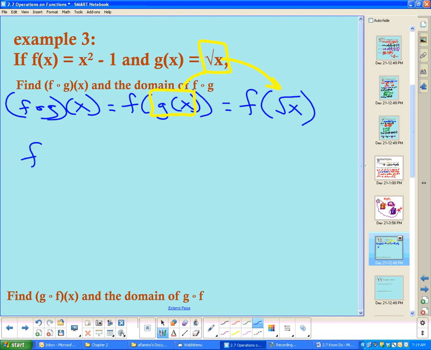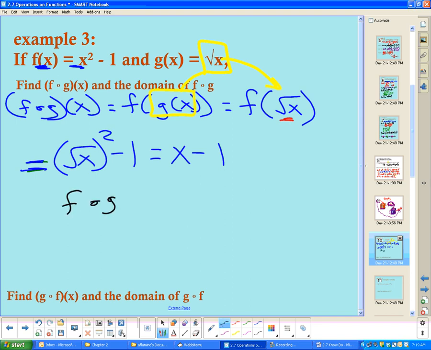Next, the function f says take its input x, square it, and then subtract 1. Well, now my input into the function f is the square root of x. So this is going to become the square root of x, squared, minus 1, which equals x minus 1. If I want to neaten that up, I could just say at the end, f open circle g of x is equal to x minus 1.